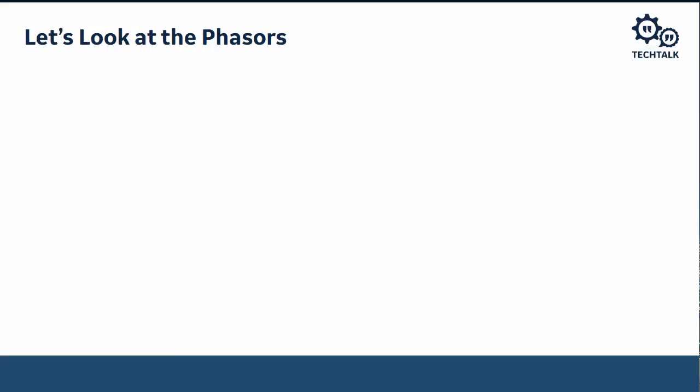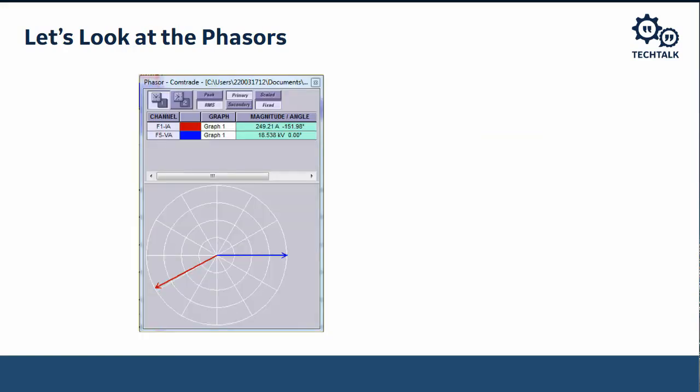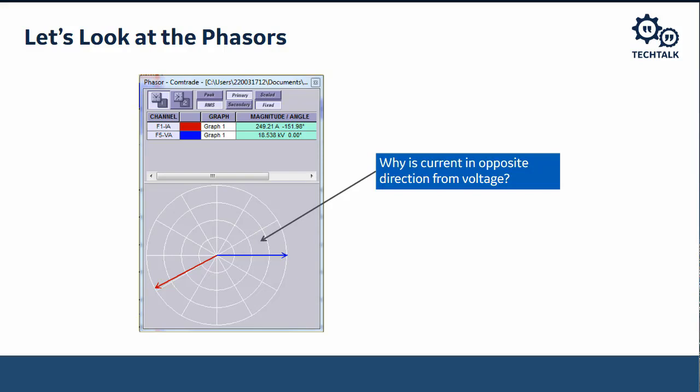So let's take a look at what we see. First of all, let's look at the phasors from the actual waveform that we just saw. So here's the phasors. If we look at VA, the blue phasor is the A phase voltage. The red phasor is the A phase current. So right off the bat, I'm really suspicious of the current being in the opposite direction of the voltage. That's not how a generator really ought to operate.